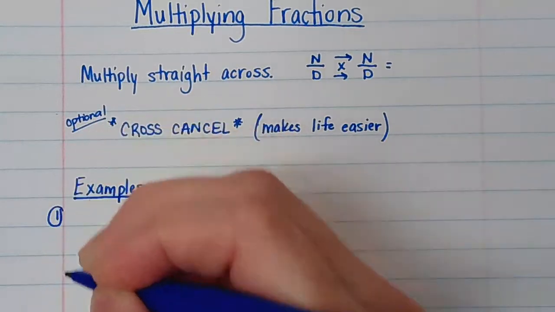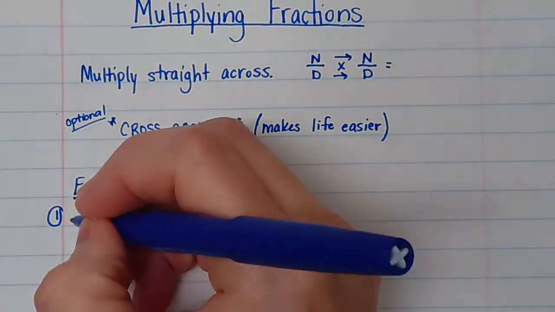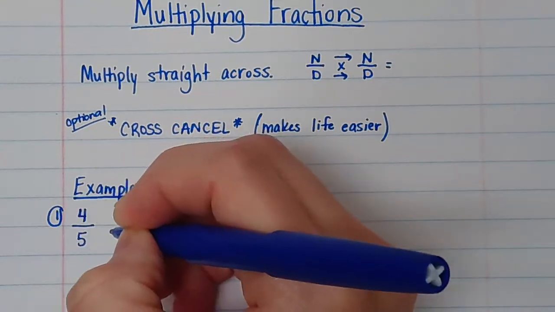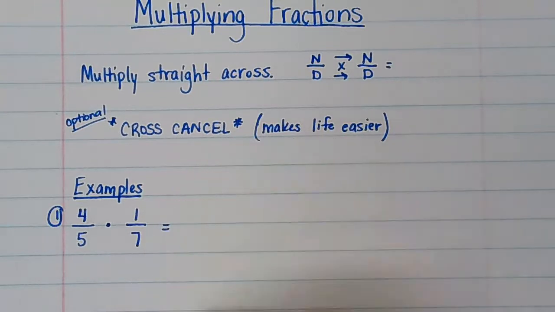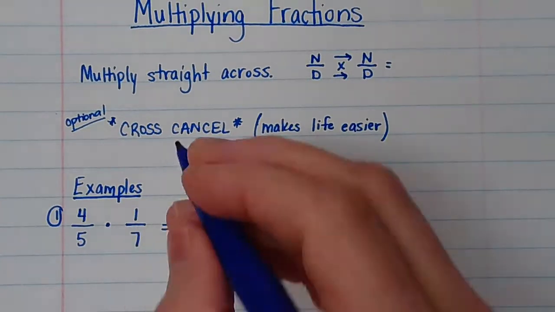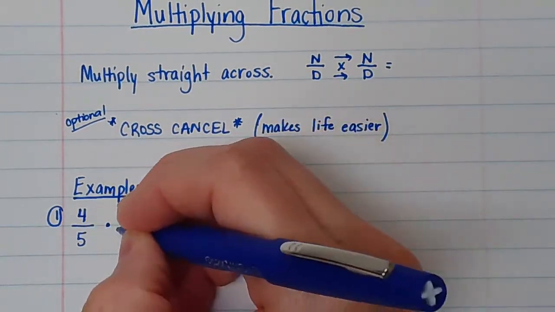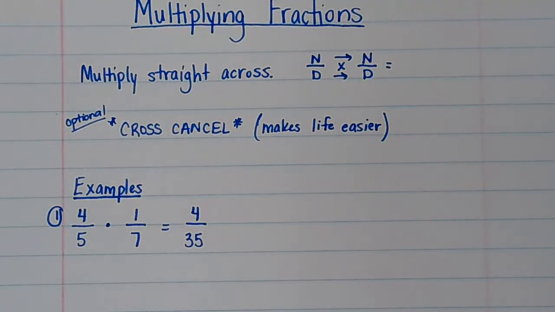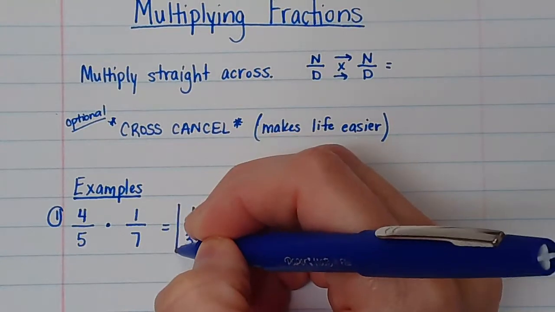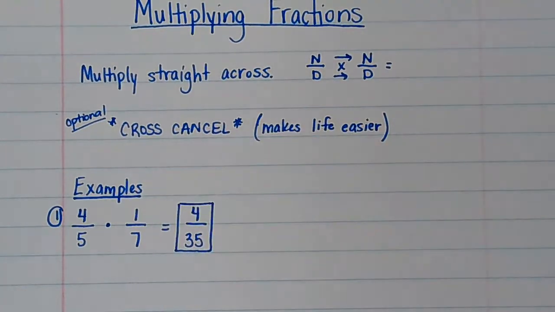All right, so let's start with 4/5 times 1/7. Okay, like I said, multiplying fractions, you literally just go straight across. So 4 times 1 is 4, 5 times 7 is 35. Check your answer to make sure it can't be simplified, and if it can't, then that's your answer. And this one cannot be simplified. So that's my answer. Literally done in one step. So please don't make it harder than it needs to be, because I promise you it's really not difficult.